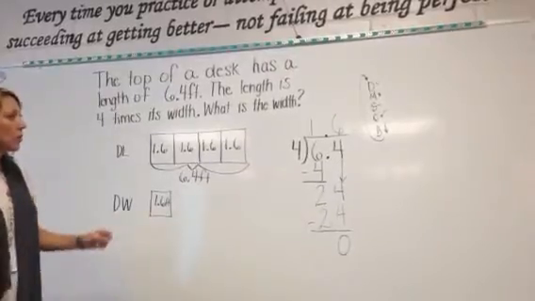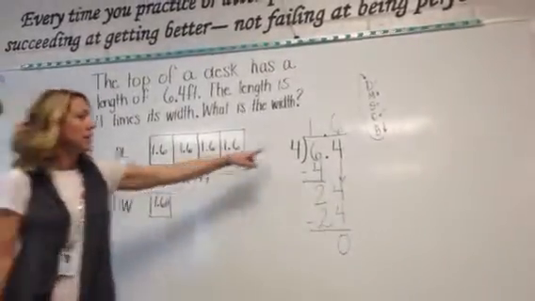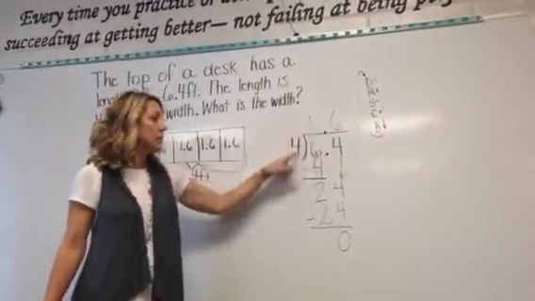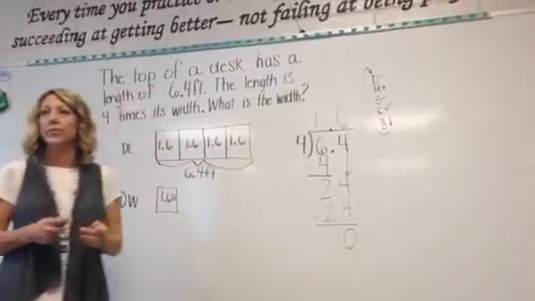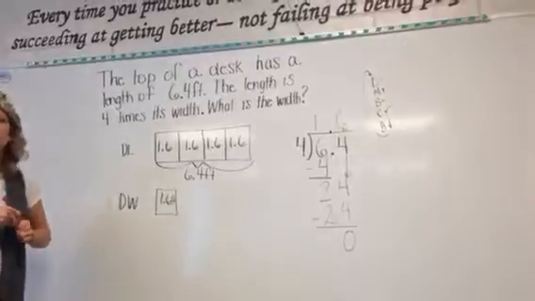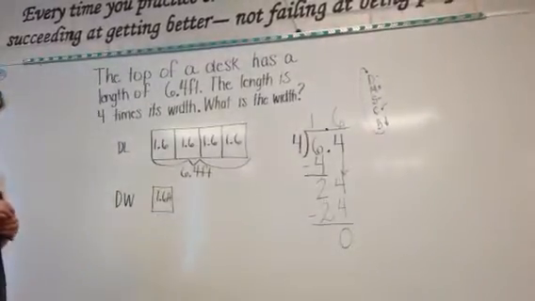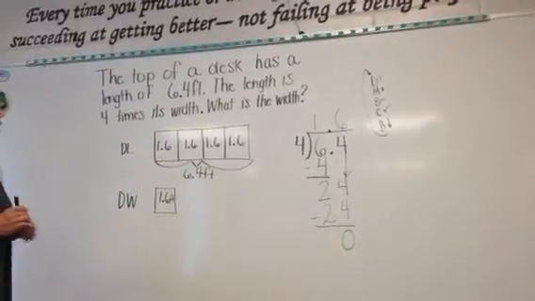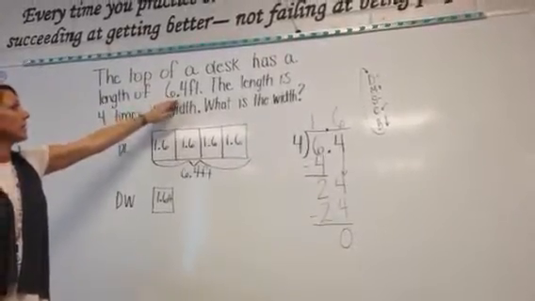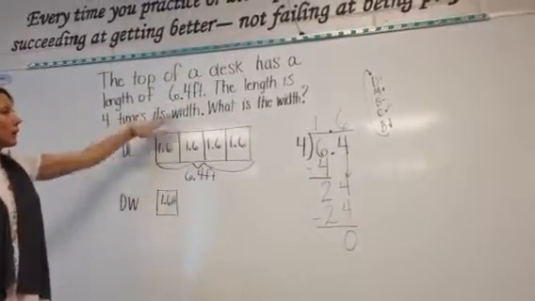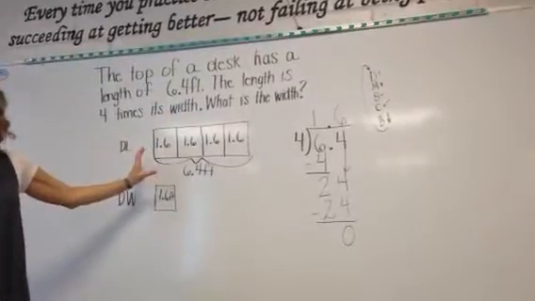So I was going to say a quick way to check this is to take the 1 and 6/10 and multiply times 4, and what should you get? 6.4. If it matches up. Okay. These are not the exact numbers from your homework, but it is the same problem. You have a desk length, and it goes on to say that the length is 4 times as long as the width. So you're going to have to use division to figure out your width.